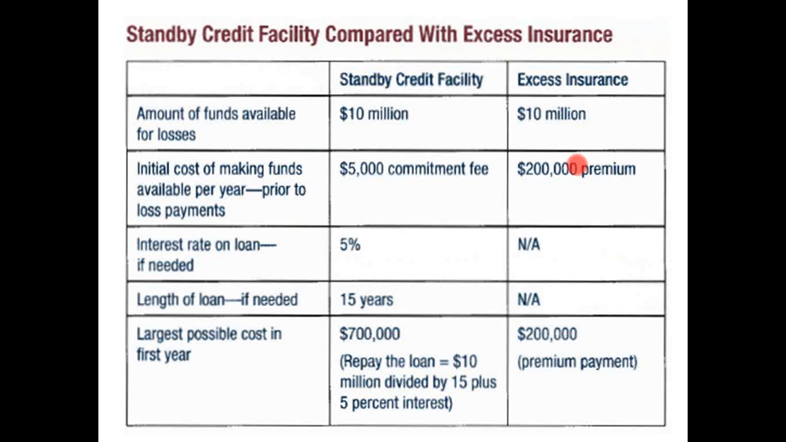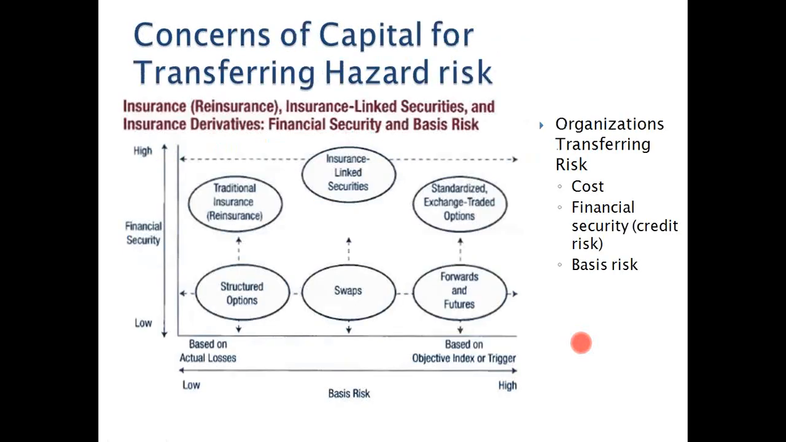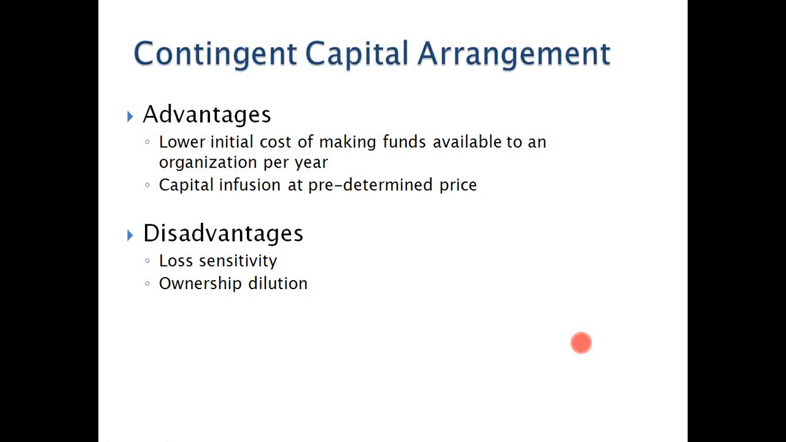And also, if you did do this and you actually did have a loss in the first year, yes, you might only pay $200,000, and then the next year, your policy is going to go up, most likely. So, advantages: lower additional cost of making funds available to an organization per year, as I showed, and capital infusion at a predetermined price. The disadvantages: loss sensitivity, and then ownership dilution. Because of stocks or how things are done, in order to make that happen, you may lose some of the dollars as part of that.